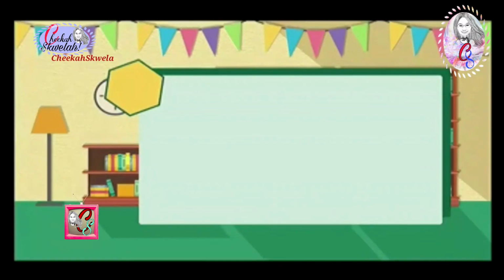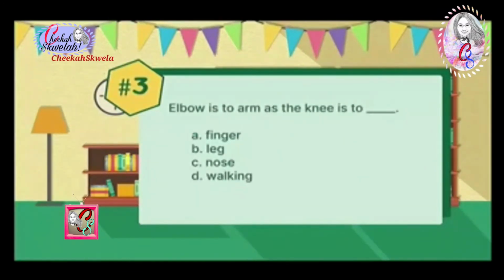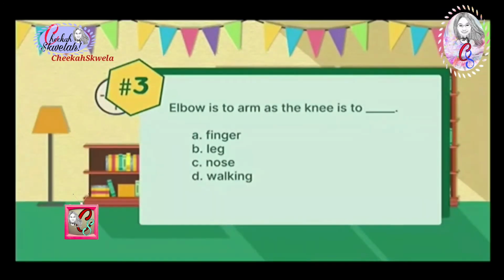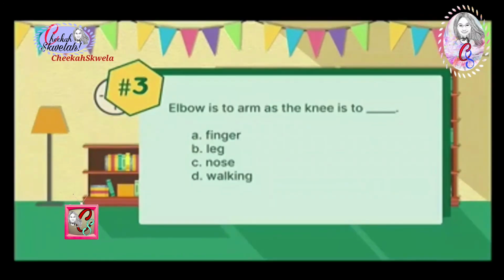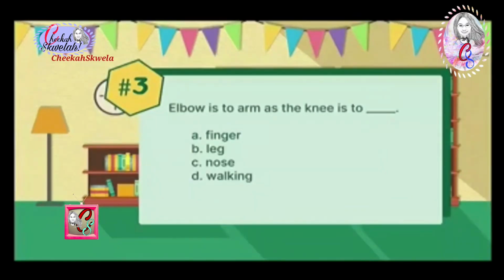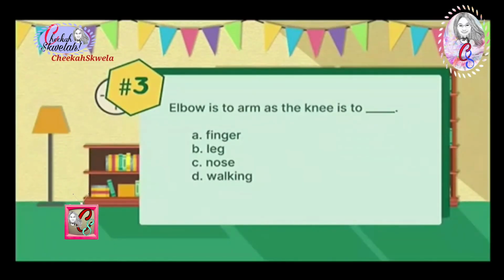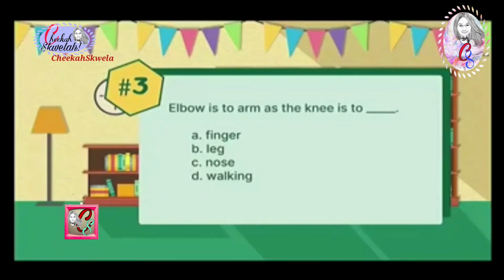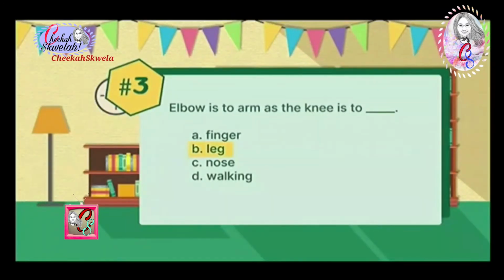And now for number 3. Elbow is to arm, as the knee is to blank. Is it letter A, finger, or letter B, leg? Could it be letter C, nose? Or maybe it's letter D, walking? Is your answer letter B? Yes, you got it. Knee is to leg.